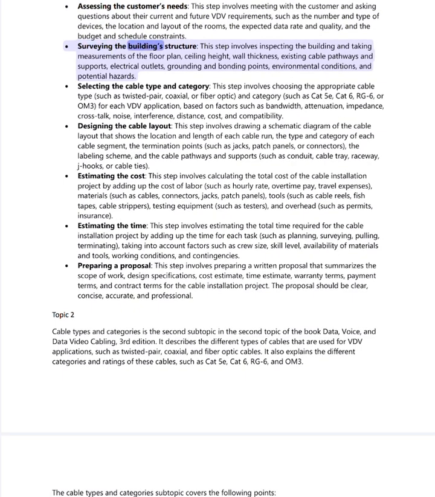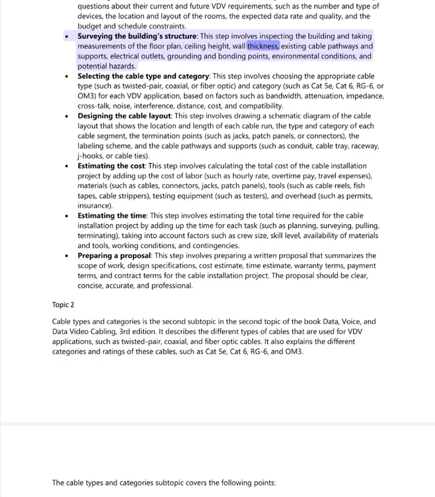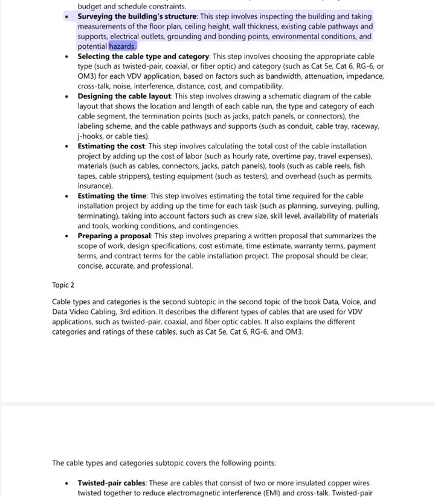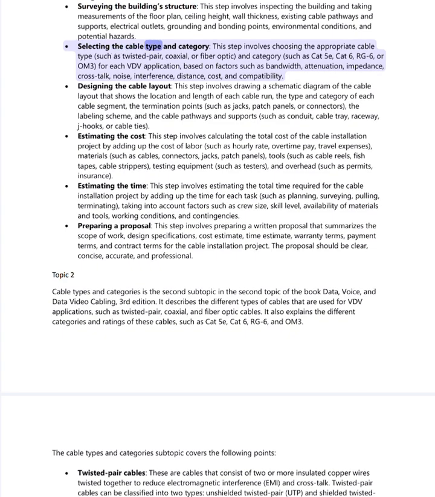Surveying the building structure. This step involves inspecting the building and taking measurements of the floor plan, ceiling height, wall thickness, existing cable pathways and supports, electrical outlets, grounding and bonding points, environmental conditions and potential hazards. Selecting the cable type and category.